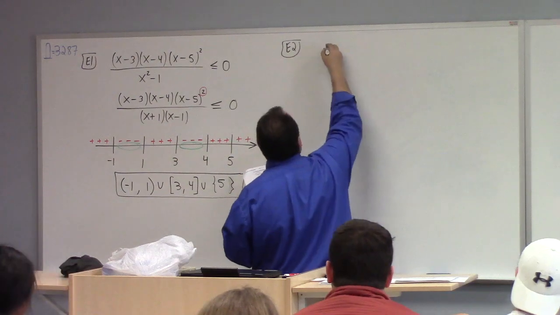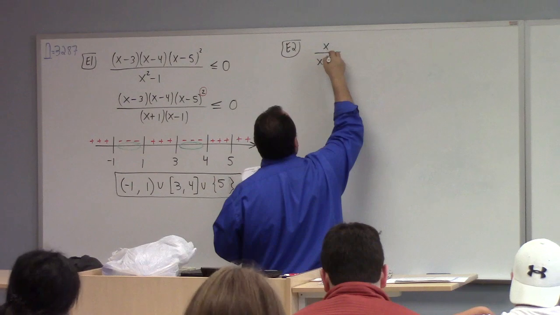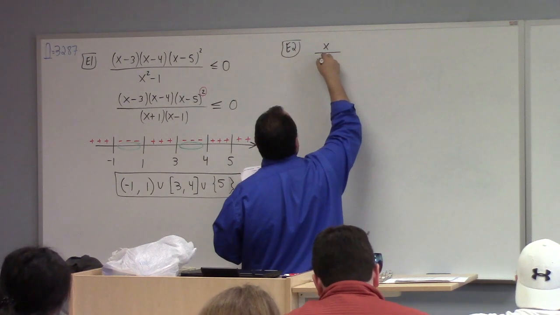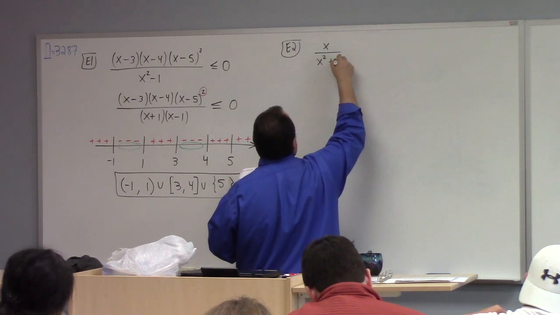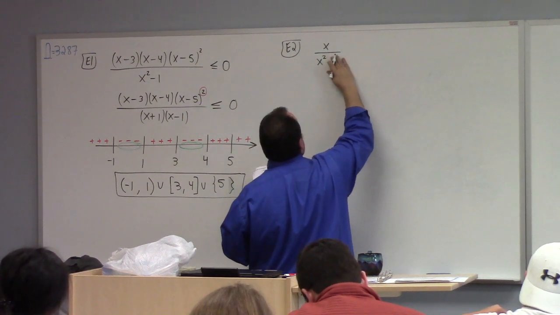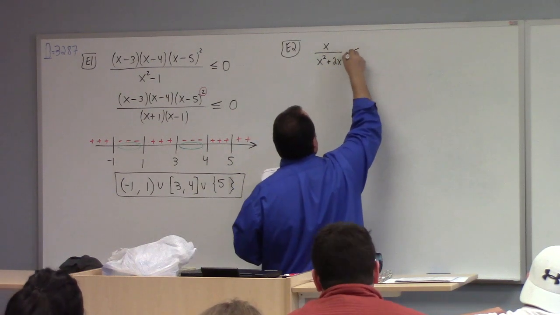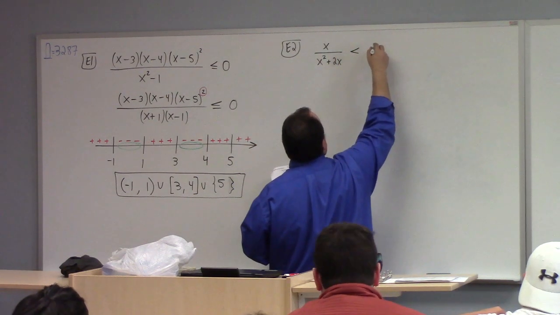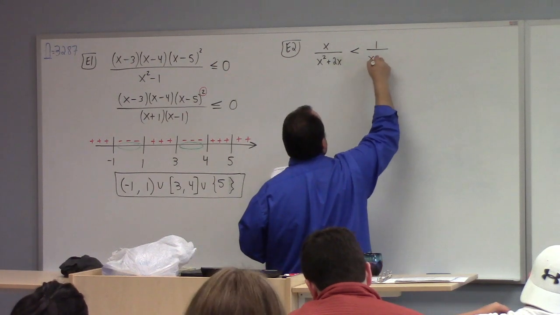All right, so something like x over x squared plus x. Let me make that a plus 2x. All right, less than 1 over x plus 2.